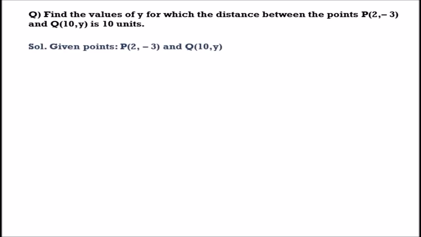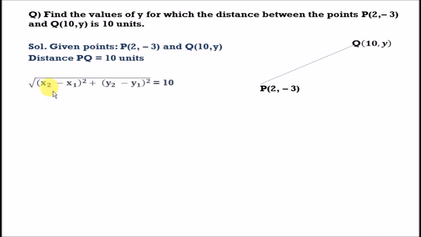The given points are P(2, -3) and Q(10, y), and the distance is given to us as PQ equals 10 units. Using the distance formula, under root (x2 minus x1) whole square plus (y2 minus y1) whole square equals 10. So coordinates of Q will now subtract coordinates of P: (10 minus 2) whole square plus (y minus -3) whole square equals 10.